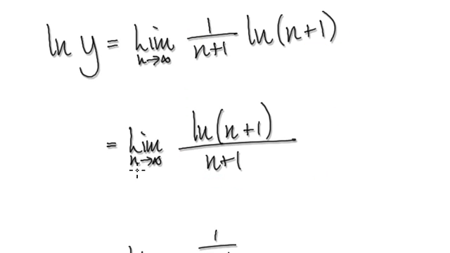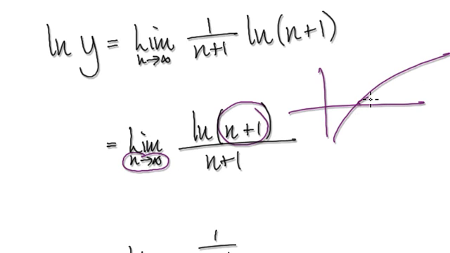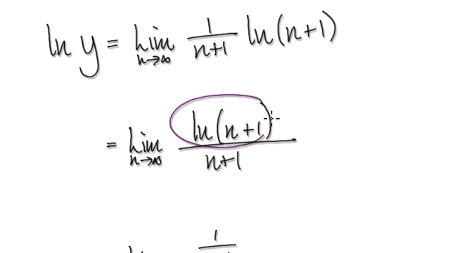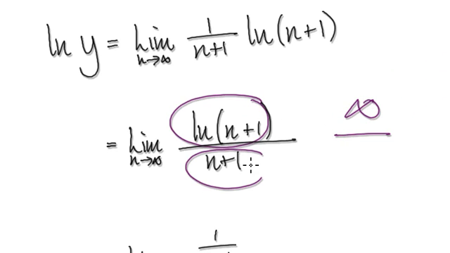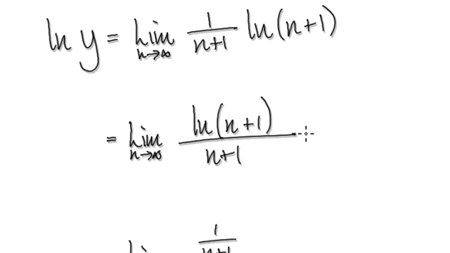this. So now let's check it as n tends to infinity. As n tends to infinity, natural log of n plus 1 will head towards infinity, and then this will head towards infinity. So here you've got infinity over infinity. So it's an indeterminate form. So you can apply L'Hopital's rule.